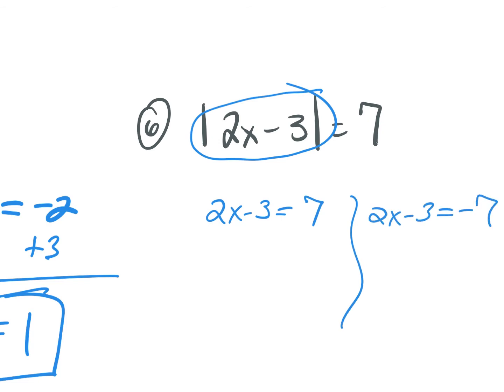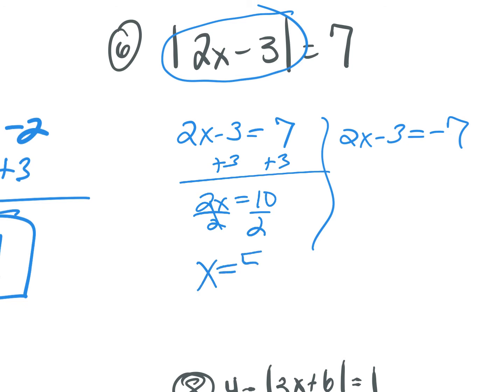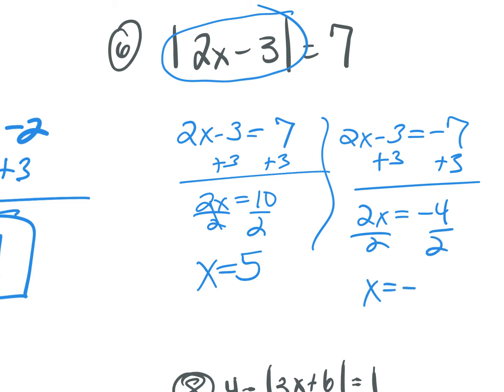Great. Now when you go to solve, you're going to do the same thing on both sides. We're going to add 3. I get 2x equals 10. Divide by 2, and I get x equals what? 5. X equals 5. Good. On the right-hand side, we're going to, again, add 3. But now I have negative 7 plus 3. So I have 2x equals, what's negative 7 plus 3? Negative 4. Good. Divide both sides by 2, and I get x equals negative 2.